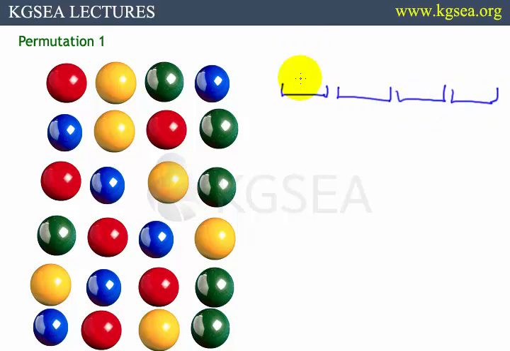4 balls. And when you fill the first ball, the question is how many choices we have. So when we fill the first one, we got 4 choices. When you pick the second one, how many choices? 3. When you have filled the third one, you got 2 left. And the last one, you didn't have any choice. So the answer is 24. There are 24 ways to arrange these balls.